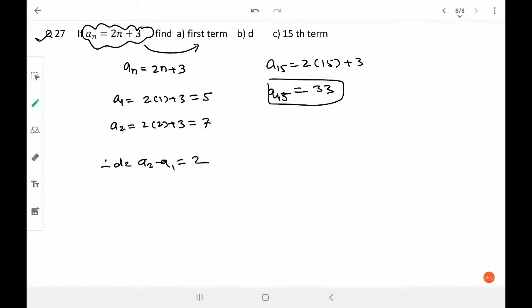And a and d are the right hand and left hand of the AP topic. Other than that, if you don't have a right hand and left hand, you cannot function, and similarly in APs. So if you find a and d, you get everything of the AP.